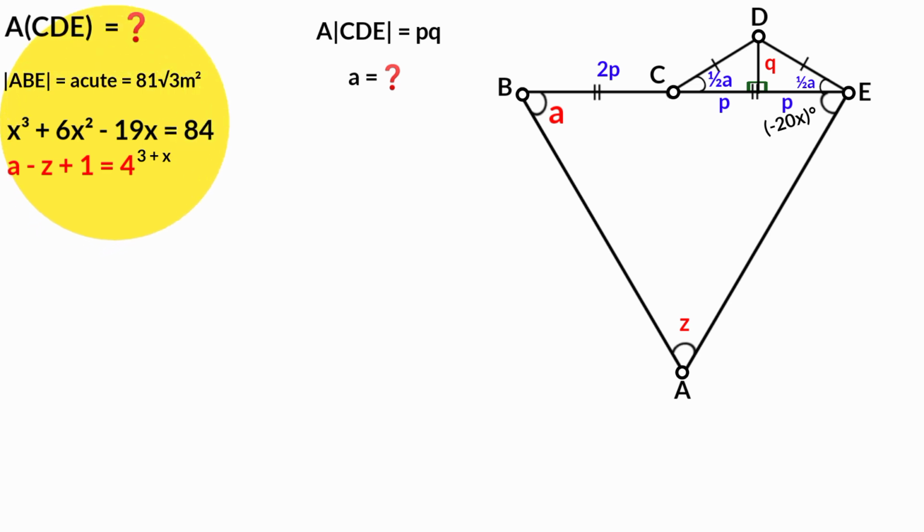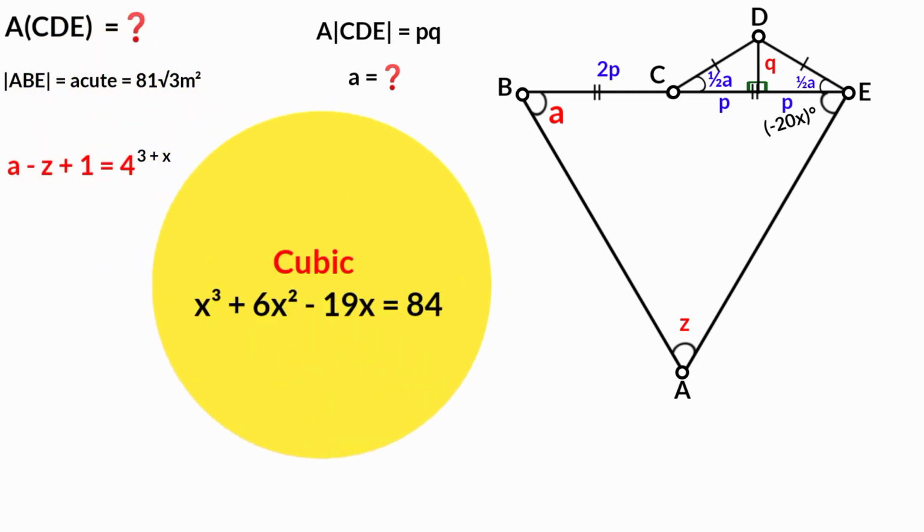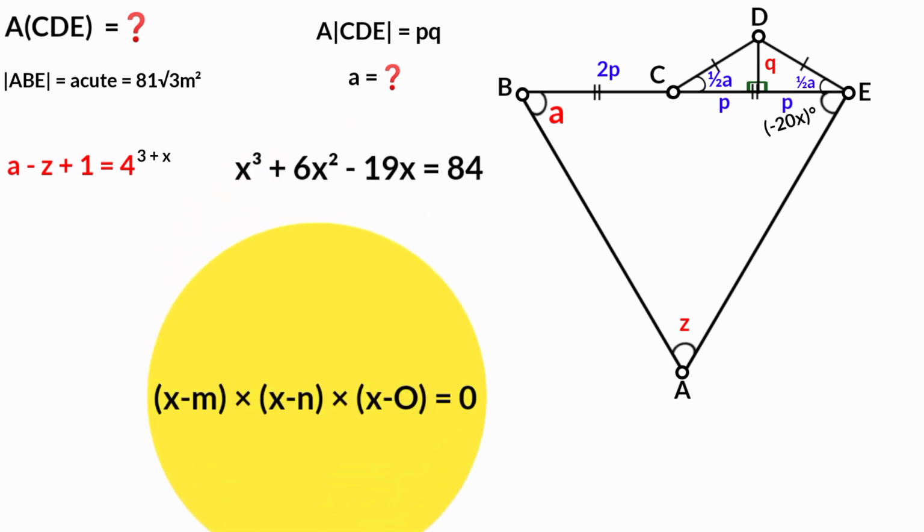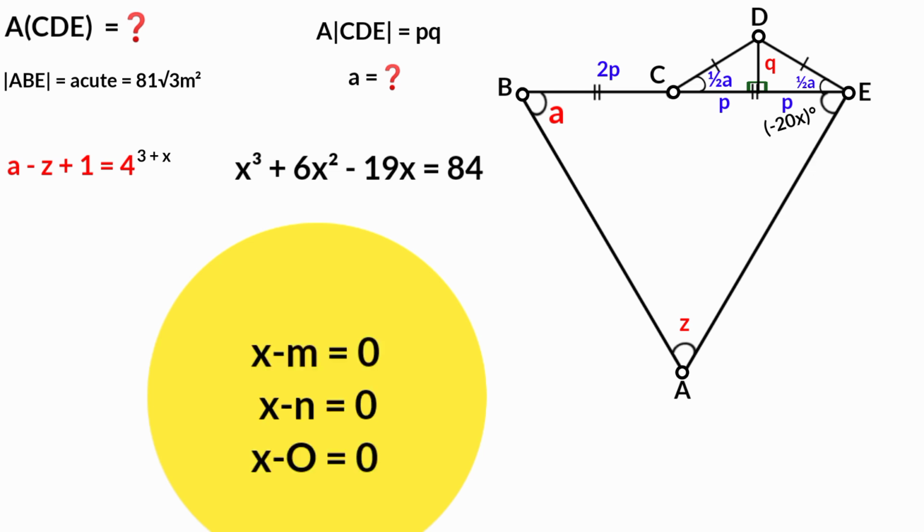x cubed plus 6x squared minus 19x equal to 84. It is a cubic equation. So how do we solve it? Whenever we are solving a cubic equation, since the variable x is raised to 3 different powers, we are expecting 3 answers, i.e. x minus m times x minus n times x minus o equal to 0, which will now be x minus m equal to 0, or x minus n equal to 0, or x minus o equal to 0. And if you make x the subject in all 3 equations, x equal to m, or x equal to n, or x equal to o.